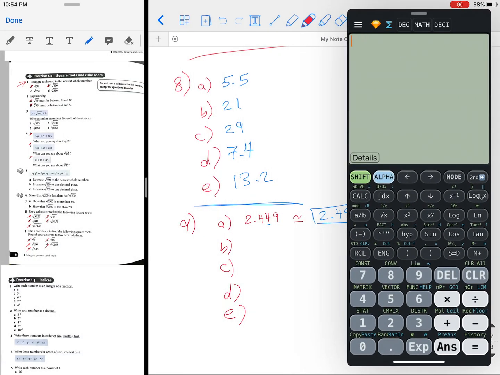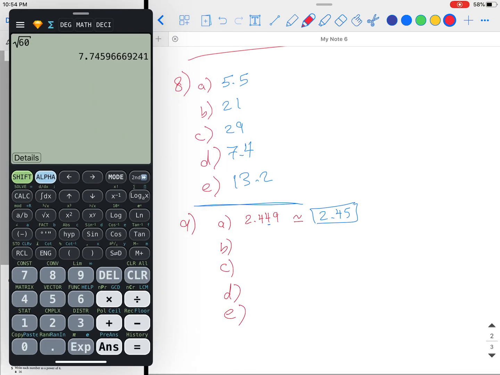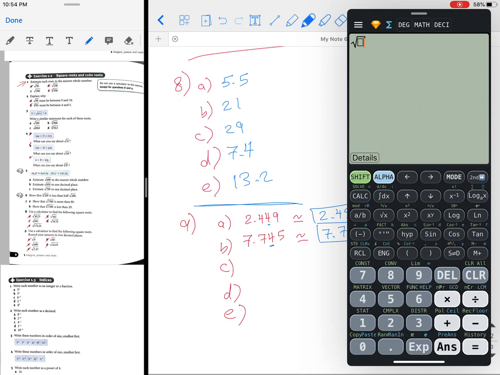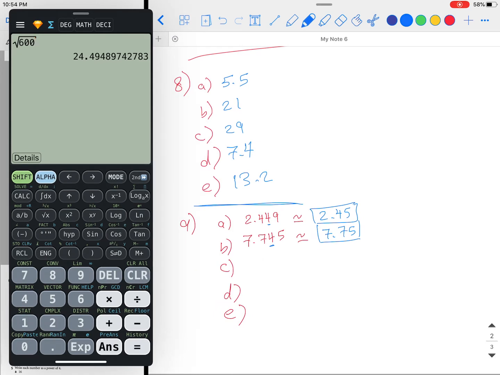Okay, next one, it's the square root of 60. It's 7.745. So when we need to round it, here is the second decimal place, and the 5 will round it up, so it will be 7.75. Next one, the square root of 600. It's 24.494. Rounded, it will be 24.49.